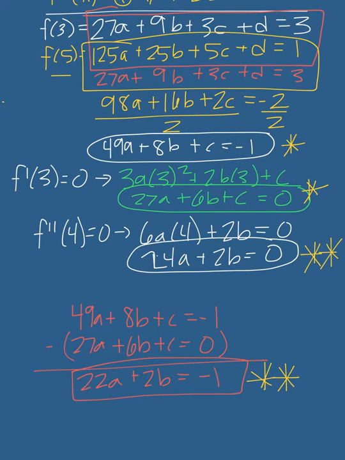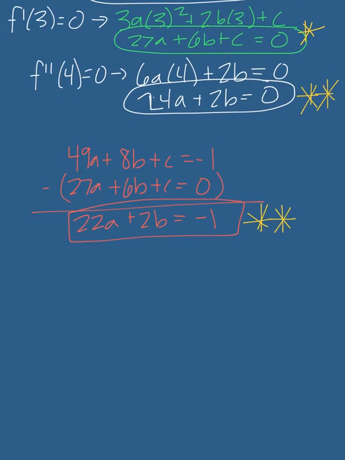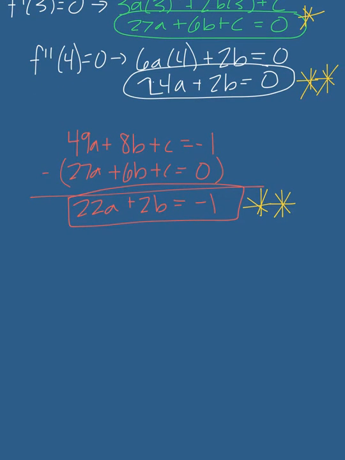So now this is like, yay, great. I actually have dealt with this before in other classes, 2 equations with 2 variables. So let's write them together. 24a plus 2b equals 0, and 22a plus 2b equals -1.